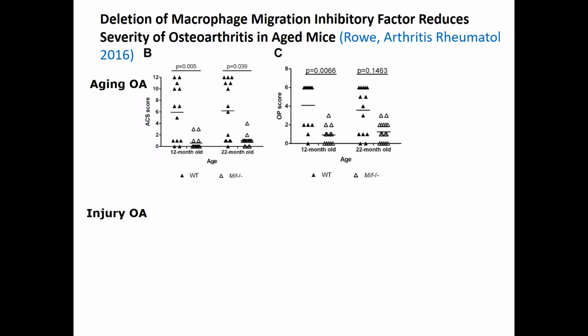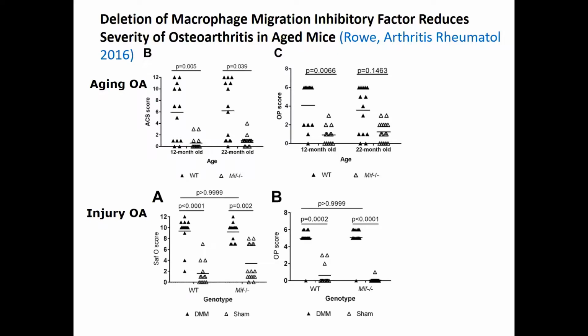We took the same MIF knockouts in a younger group, and we induced OA through injury. This is called destabilization of the medial meniscus, where you cut the ligament that holds the meniscus in place. Without going through all the data, basically no protection from MIF knockout in the injury OA model. So this shows you that this cytokine MIF contributes to age-related OA, but not to injury-induced OA, at least in this particular model. So there's different pathways involved.